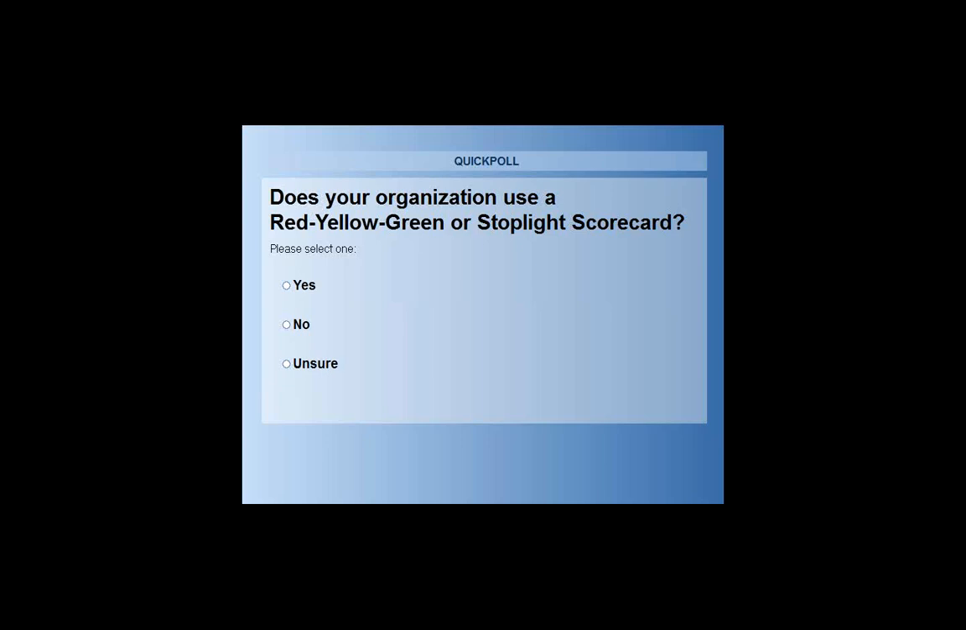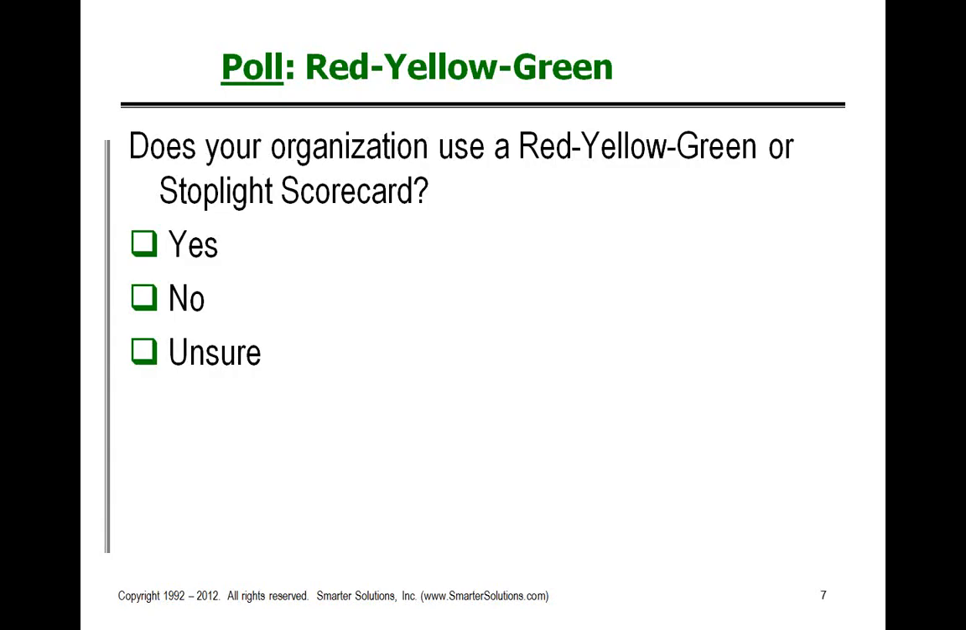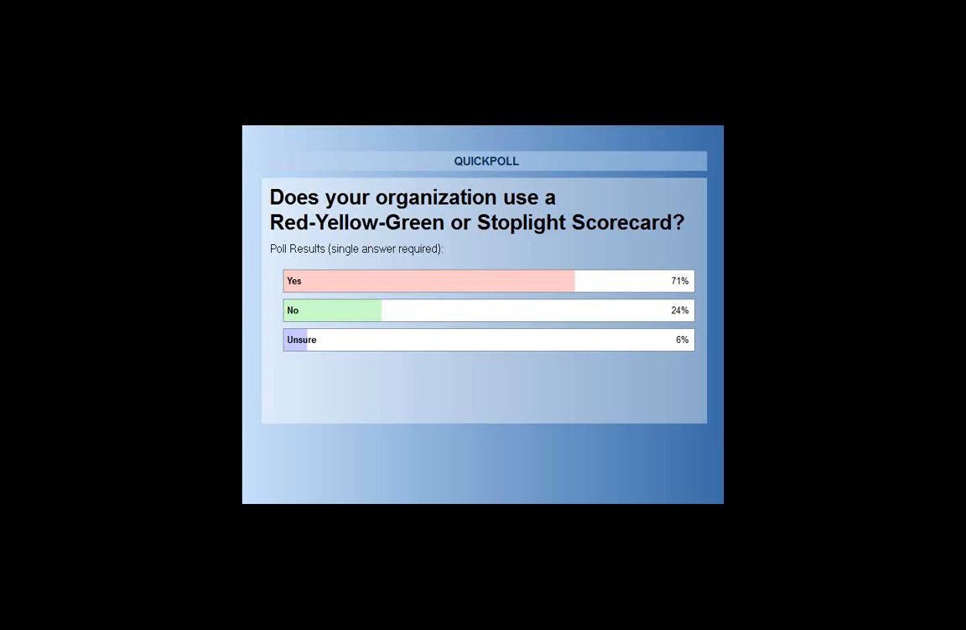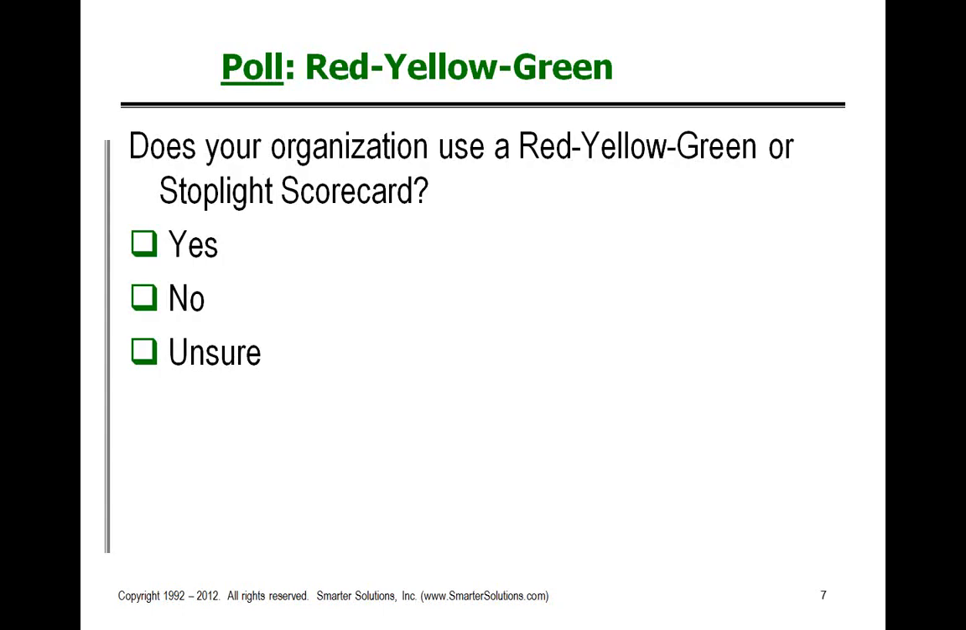Okay, well, it looks like 71% say they are using red, yellow, green scorecards, and 24% are not. Okay, well, what I'm going to be suggesting is that red, yellow, green scorecards have some fundamental issues and can actually lead to a lot of firefighting, and maybe they don't really accomplish what most people think that they do.